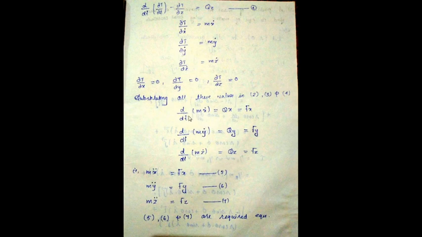Now you can write this one. d by dt of x dot is simply x double dot. So m x double dot equal to Fx, m y double dot equal to Fy, and m z double dot equal to Fz. So these are the required equations of motion in space using Lagrange's equation.